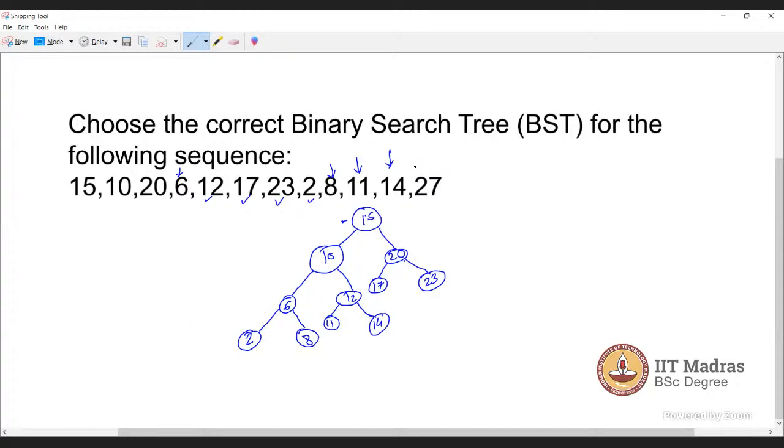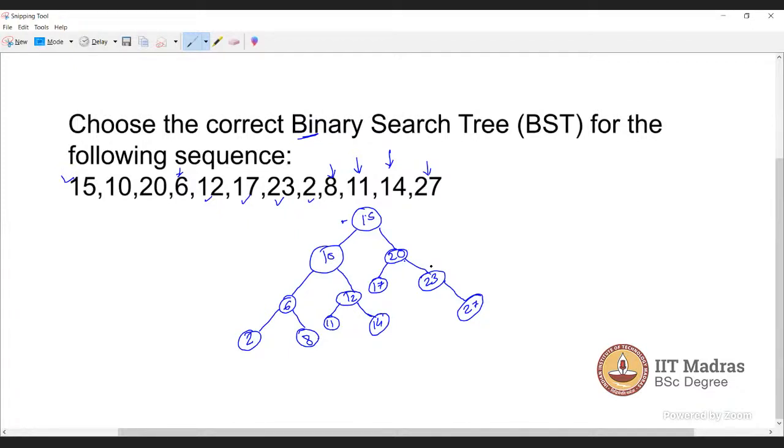Now the last element, 27. It is greater than 15, so it will go on the right side. Then we need to compare with 20. It is greater than 20, so again it will go on the right side of 20. 27 is also greater than 23, so 27 will go on the right side of 23. So that is 27 here. Any doubt, any question on how to draw this BST for the given sequence?